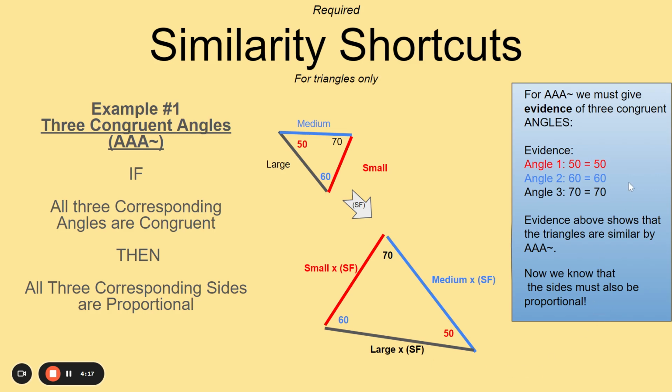Okay, on the right, I have the evidence over here, and you're expected to show the evidence to support your reasoning. Okay, so for angle, angle, angle similarity, this tilde means similarity, we must give evidence of three congruent angles. I color coded them here for you guys. Hopefully that's helpful. The 50 matches the 50, that's our angle 1. The 60 matches the 60, that is our angle 2. And the 70 matches the 70, that's our angle 3.